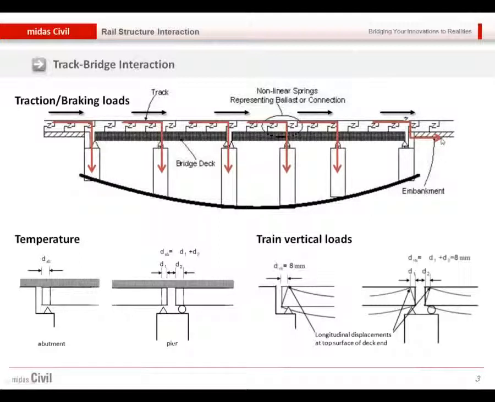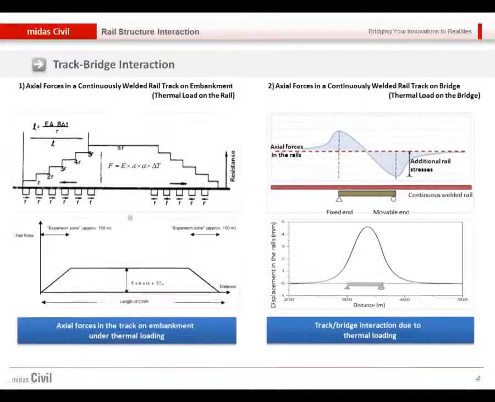Because of this action, we will have a certain axial force, axial stress on the rail. Also, if there is an extension in the rail due to the train vertical load and temperature load, as you can see from these pictures, the continuous rail will restrain the free movement of the deck due to the ballast. And because of this restraint, deck deformation will produce certain axial force, both in the rail and the deck. This is the axial force on the deck and the rail.